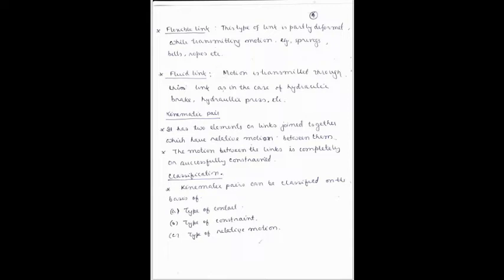Kinematic pair. It has two elements or links joined together which have relative motion between them. The motion between the links is completely or successfully constrained.